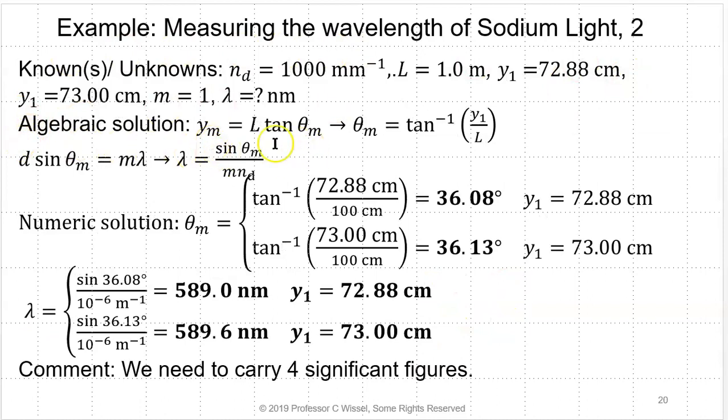Okay, so I repeated those knowns and unknowns. And we know that y m equals L tan theta m. So theta m equals the inverse tan of y1 over L. And we can also write a similar formula for y2. And we also know that d sine theta m equals m lambda.